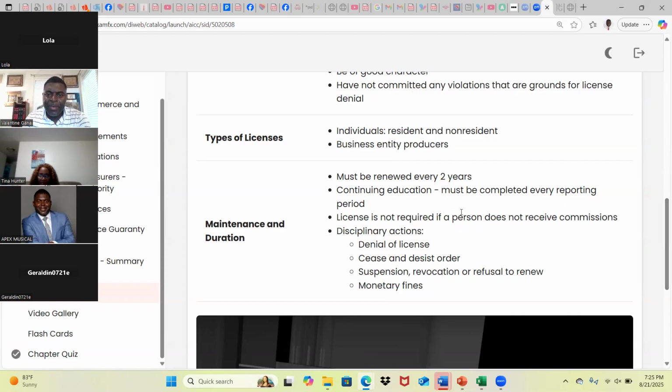Very important: for most states, you have to renew those licenses within 2 years. Some states it's 3, but for most states it's 2 years. You have to complete your continuing education course. For the state of Missouri, it's 16 hours. For the state of Kansas, it's 18 hours. For some states, like Texas, it's a whopping 24 hours that you have to complete. You have to do continuing education.